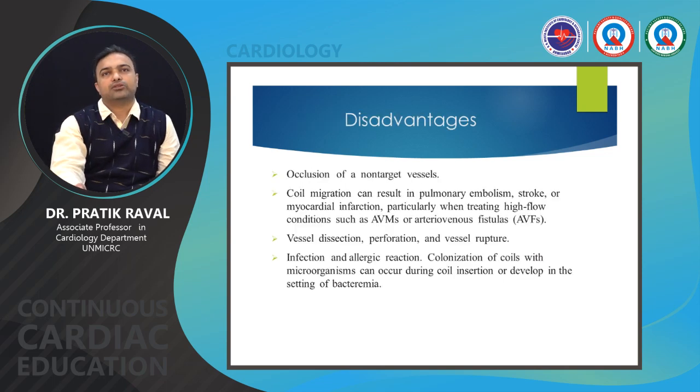The main disadvantage of the coils includes occlusion of the non-target vessel. Coil migration can result in catastrophic events like pulmonary embolism, stroke and myocardial infarction, particularly while treating a large AV malformation which has a very high flow. Vessel dissection, perforation, and vessel rupture can also occur. Infection and allergic reactions, although very uncommon, have also been reported. Colonization of the coils with microorganisms can occur at the time of coil insertion as well as after the coil insertion in the setting of bacteremia.